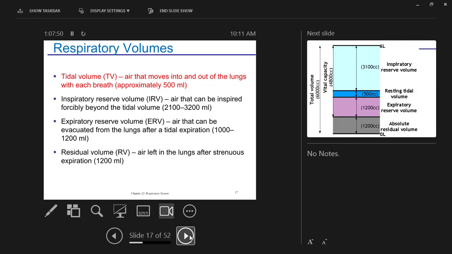And then we have the leftover air, the residual volume. That's what's in all the dead spaces: the nasal cavity, the oral cavity, the trachea, the conducting zone bronchi. This is what we call the residual volume.